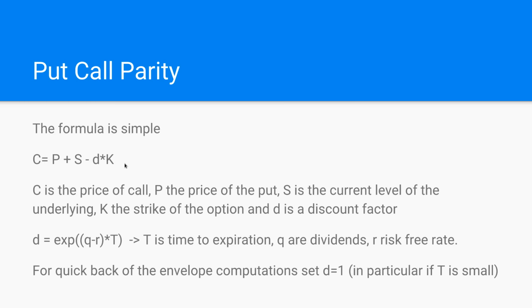So if you're curious on how to apply this formula for options, setting D equal to 1 is very simple, in particular if the time to expiration is small. So if you are dealing with weekly options, or options that expire in just a few days, you don't even need to compute the discount factor. You just make it 1, and then the formula is much simpler. So that's the put-call parity for you. Now the question is, okay, wow, good to know.